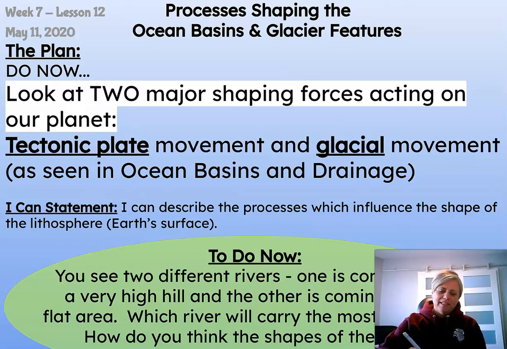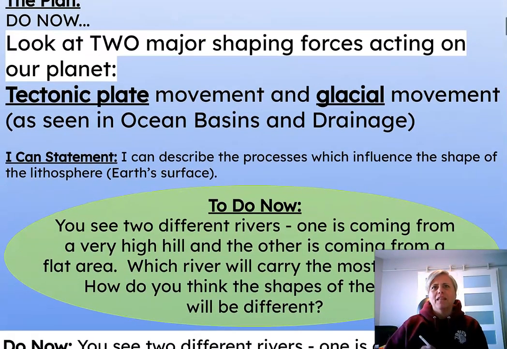Okay, so the first thing is, let's have a look at what we remember from last lesson. You have a do now question. You see two different rivers. One is coming from a very high hill. The other is coming from a flat area. Which river do you think will carry the most sediment? How do you think the shapes of the river might be different? If you want to take a moment, you can just press pause and try that question on your own, and then we'll solve it together. All right, let's go solve it.